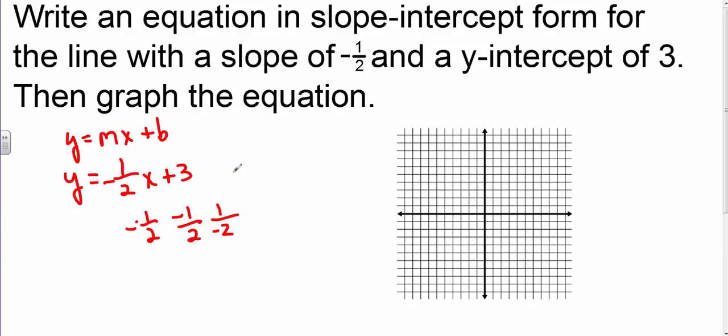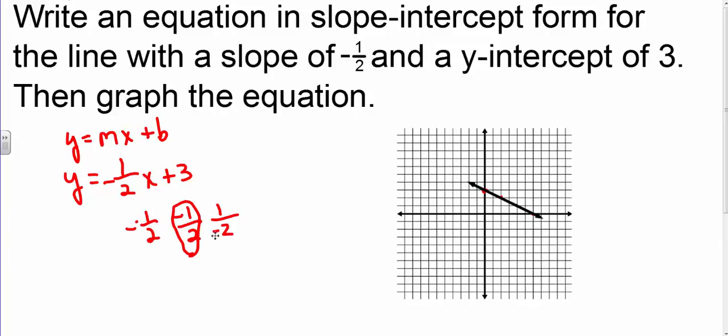We start out at 3, 1, 2, 3. And then we do our slope. So let's choose this one. So we go negative 1, down 1, right 2. Down 1, right 2. Down 1, right 2. Draw our line, and we've graphed y equals negative 1/2 x plus 3.